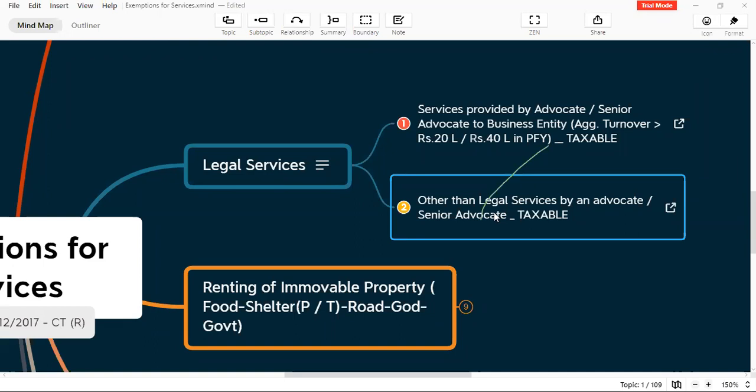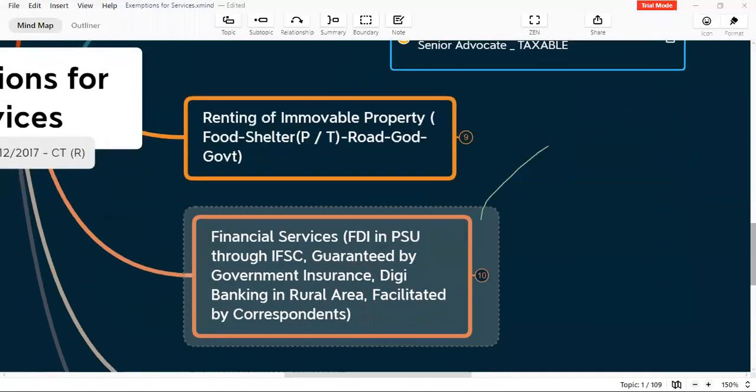So the reverse charge is not based merely on being an advocate. For reverse charge, it should be a legal service given by an advocate. Both should be satisfied. Then only will you have the reverse charge applicable. Okay, so I hope I'm clear on this point. Okay, let me move on to the next service, which is basically renting of immovable property.